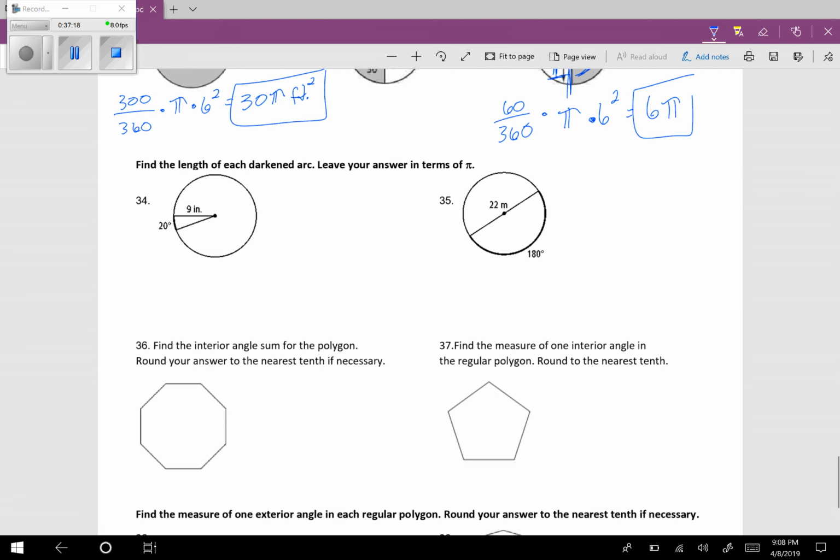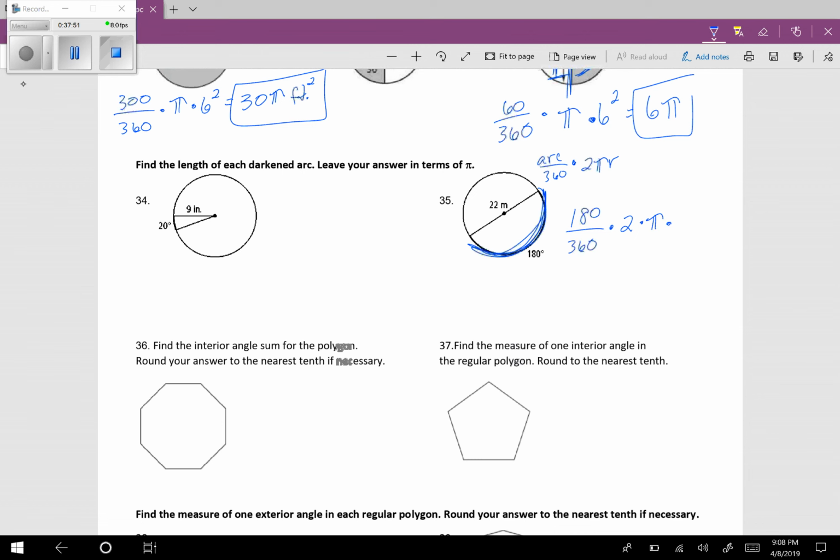Next one, arc length. It says find the length of each darkened arc. Leave your answer in terms of pi. All right, 35. Our arc is 180 degrees. And remember, our formula is the arc out of 360 times 2 pi r, because we're multiplying it by the circumference. So we have 180, that's our arc, out of 360 times 2 times pi.